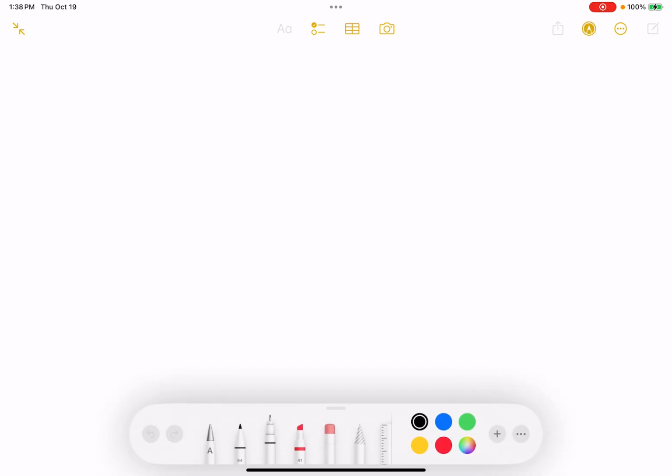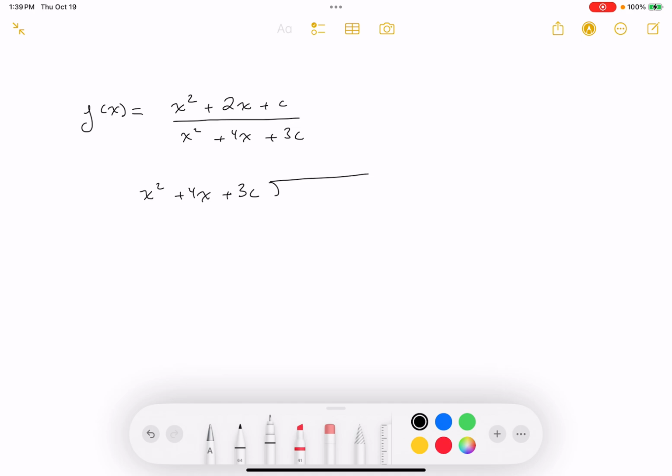And f of x is equal to x squared plus 2x plus c over x squared plus 4x plus 3c. And I'm going to long divide now, and I'll write this down for you. So x squared plus 4x plus 3c, and I'm going to put this down now, which is going to be x squared plus 2x plus c.